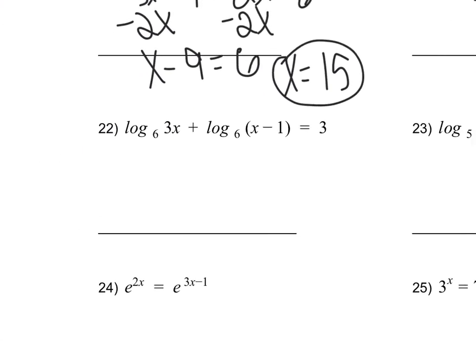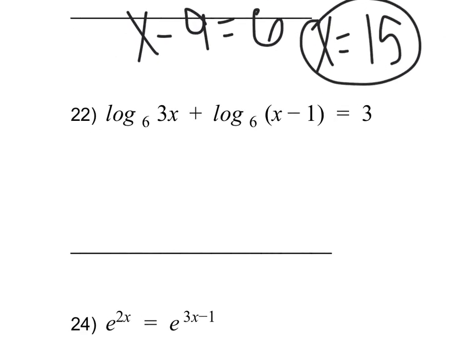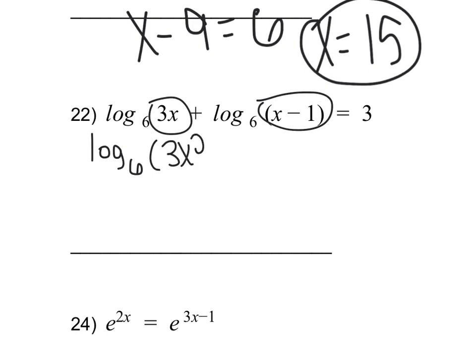Okay, this one is a little bit different. We need to condense this first. We have two logs on the same side of the equal sign, which means in order to condense them, it's addition, which means I'm going to multiply. So I'm going to have log base 6, that stays the same, and I'm going to multiply these two together and get 3x squared minus 3x equals 3. Lots of 3's in there.